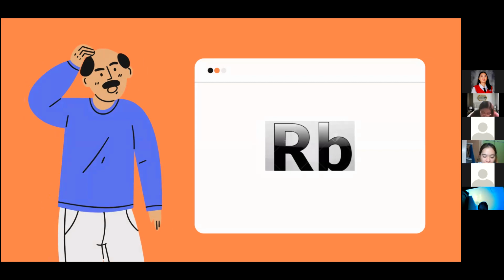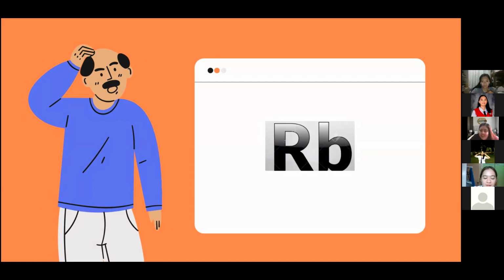Ang next symbol natin ay si Rb. Ano yan siya? Si rubidium. So si Rb ay mayroong atomic weight na 85. Okay, very good. Sino yung nag-answer? Si Justin. Okay, next.